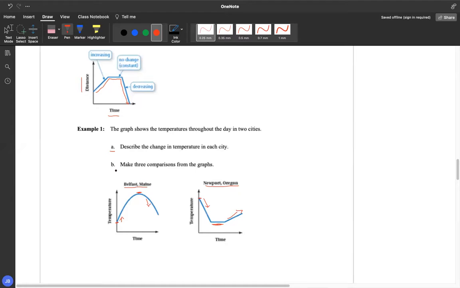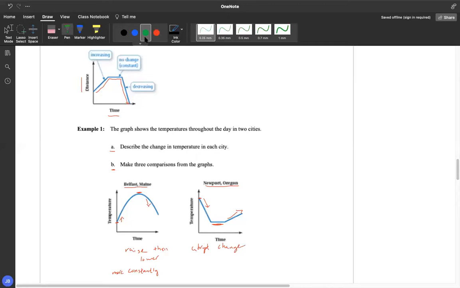That was a great description. So let's see, Julia, can you make one comparison from the graphs? Well, Maine is raising and lowering temperature constantly, but Oregon is more sudden to start changing or going this way or that way. Perfect. And this is more constant. And this one's more abrupt. Perfect. Those are 2 good ones.